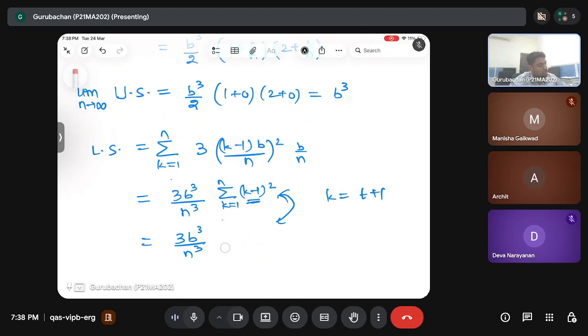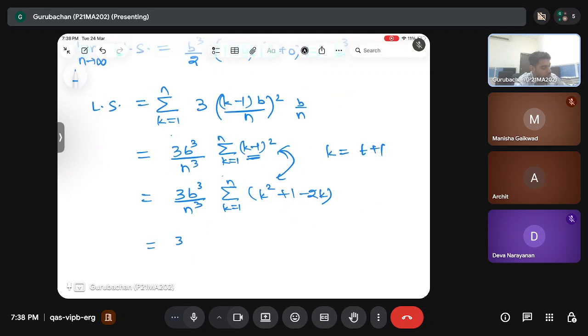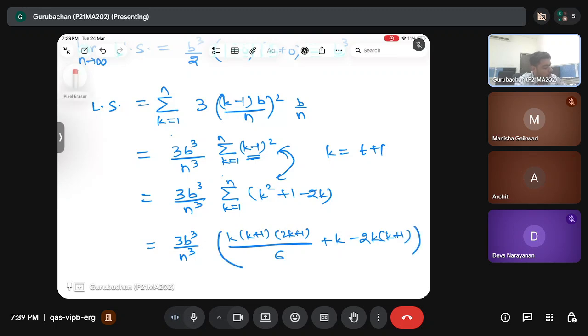Or one way around is you can directly do like this: k square plus 1 minus 2k, and you can calculate this one: 3b cube divided by n cube. So the first one will be k into k plus 1 into 2k plus 1 divided by 6. Another one will be k. This one will be minus 2k into k plus 1. Like this. Oh, so why am I writing k? This will be n, no?